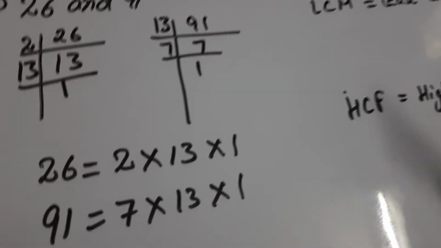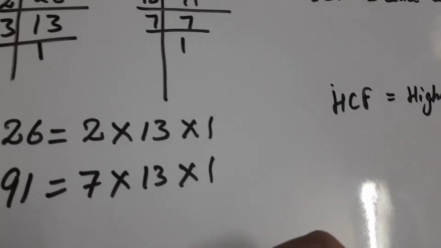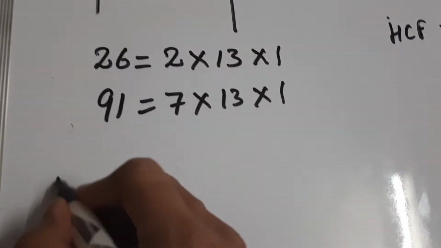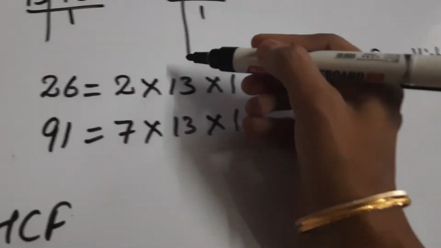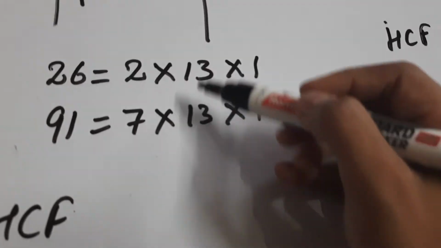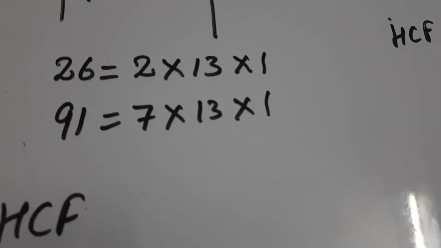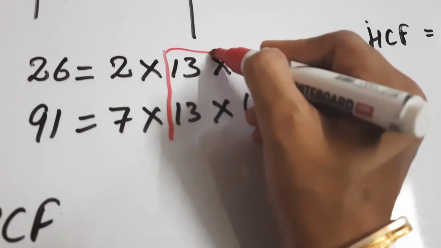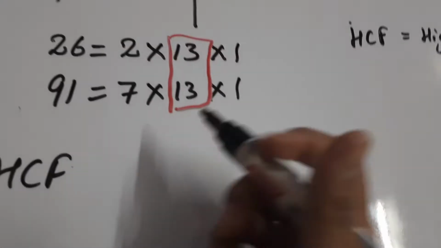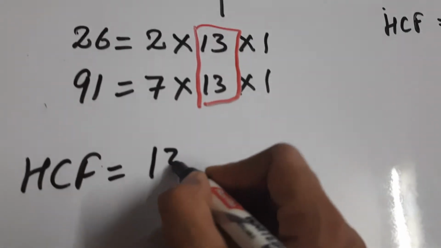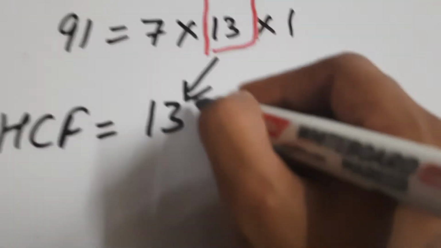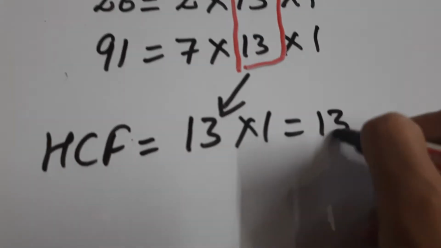So for the LCM, least common multiple, first of all let me tell you the HCF. Dear students, for HCF, highest common factor, as the name suggests, which is common, 13 is common, as well as 1 is always there. So HCF is 13. HCF is 13, right? 13 into 1 we can write, that means 13.